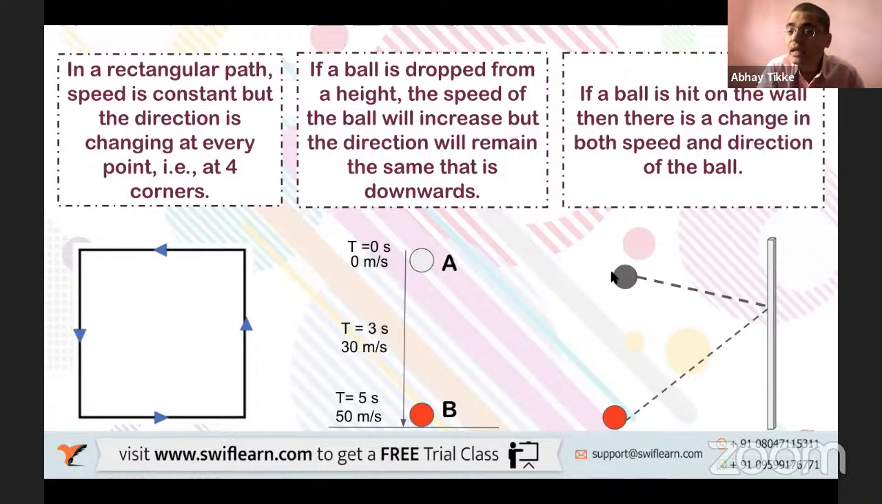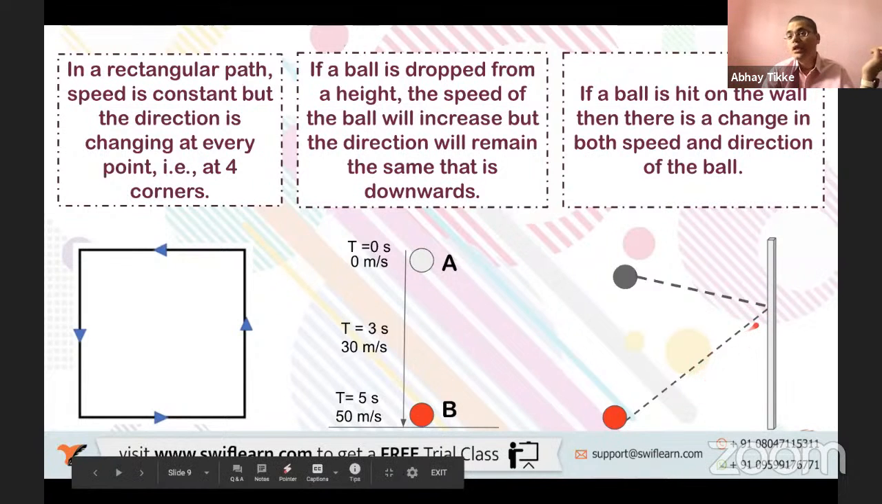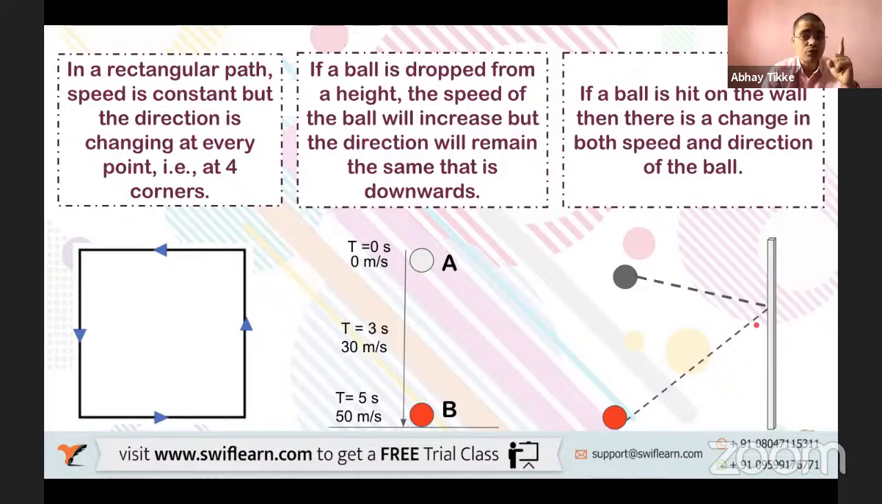And the third example, as you can see here, if a ball is hit on the wall, then there is a change in the speed as well as direction. Now you must have played this game, playing with a ball against the wall, right? Especially in the pandemic, it's quite difficult for those who are very fond of playing outdoors. So you must have played in one particular room in your home, isn't it? Take a ball and hit it against the wall. What happens? The direction changed. Direction as well as speed is also changed.